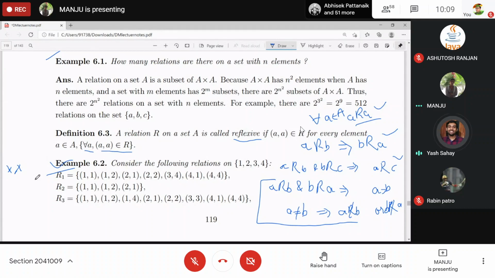No, ma'am, not transitive. Many elements are not there. That's why 4, 2 is not there, 3, 1 is not there, right? You have 3, 4 and 4, 1, right? So 3, 1 should be there, no? But it is not. 4, 1 and 1, 2, so 4, 2 should be there, right? It is not. So not transitive. What about antisymmetric?